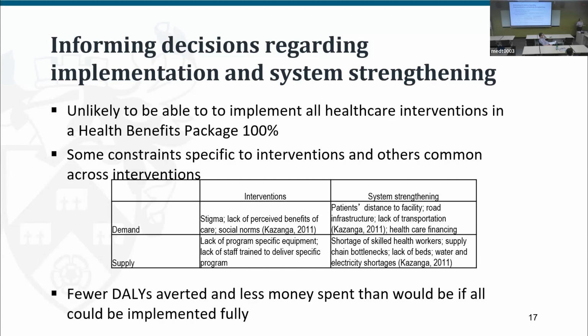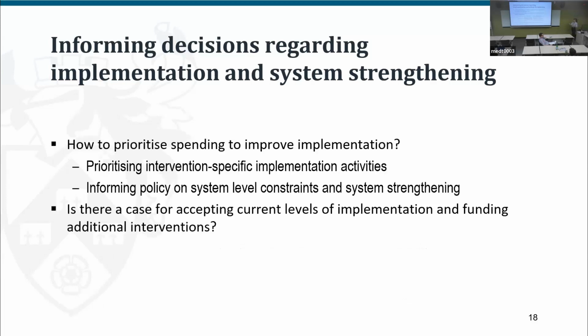So one thing is we can think, okay, well, let's just expand the package and include more things with some of the money that we're not spending by not providing things fully. We can also think about spending some money to help scale up existing interventions, thinking about specific interventions. And we can also think about spending some money on healthcare system strengthening, on activities that we think are going to have an impact across all interventions and improving the uptake of all interventions.